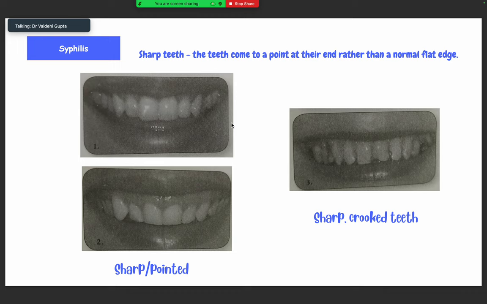The structure is not even, they are quite zigzag in structure and not even. So it is crooked teeth. All of these features are in syphilis.